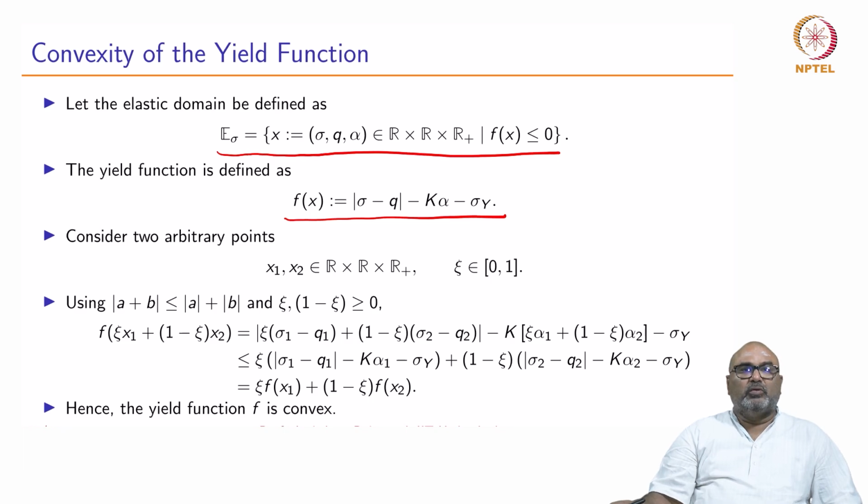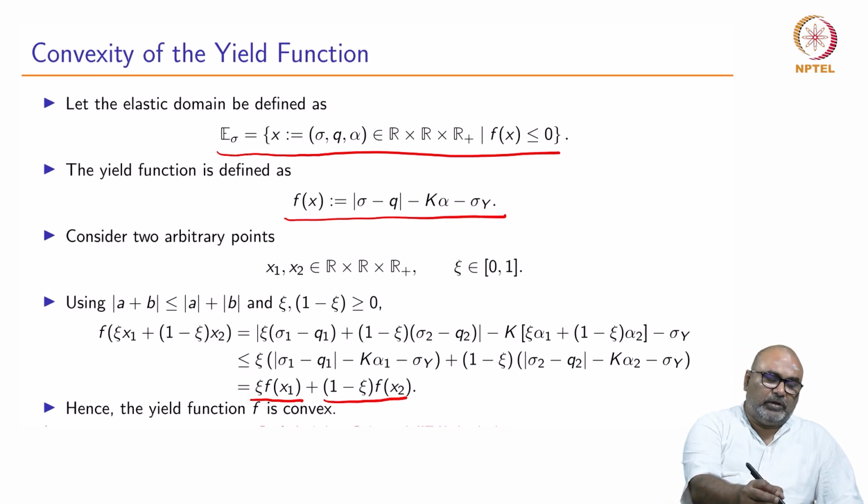Now, let us consider two arbitrary points x1 and x2 for any xi belonging to 0, 1, and using the triangle inequality, mod of a plus b is less than or equal to mod a plus mod b, and with xi and 1 minus xi greater than or equal to 0, we can show that f of xi times x1 plus 1 minus xi times x2 is less than or equal to xi times f of x1 plus 1 minus xi times f of x2, and hence the yield function f of x is certainly a convex function.